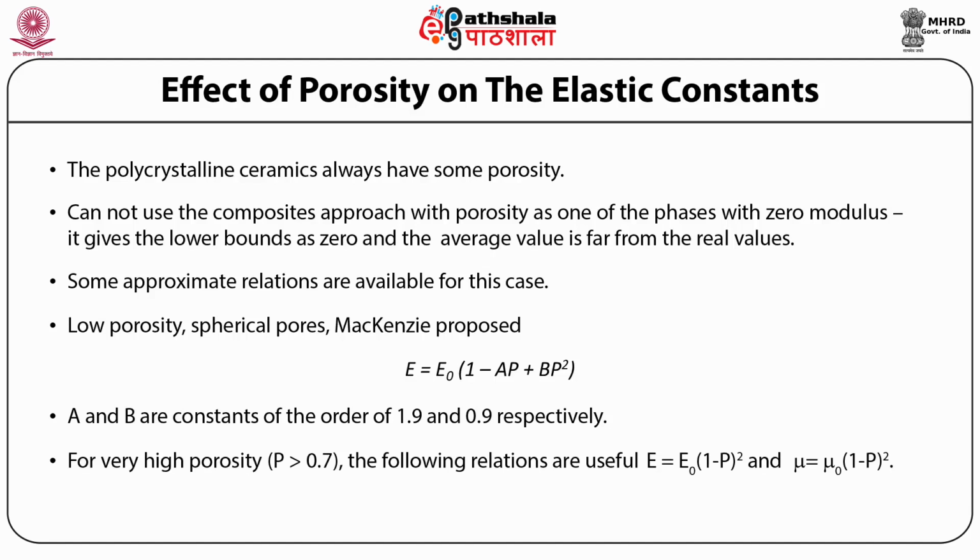So for very high porosity, that is P greater than 0.7, the following relations are found to be useful. E equal to E naught 1 minus P the whole square and mu equal to mu naught 1 minus P the whole square, where mu and mu naught are the shear modulus of the porous and dense material respectively. So for intermediate porosities, the relations proposed are not very accurate.